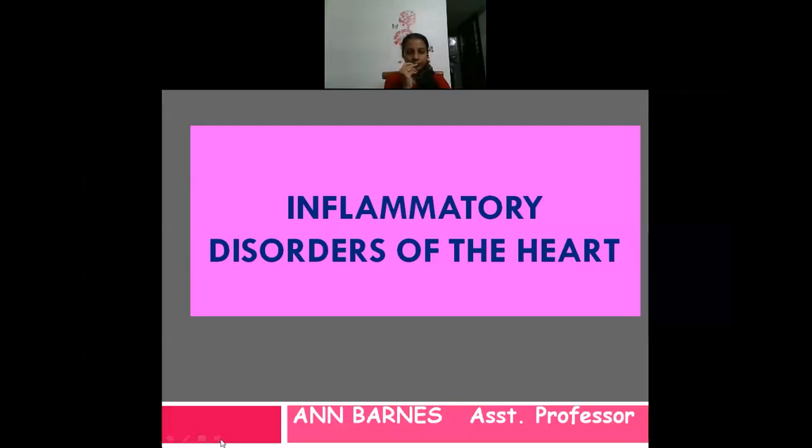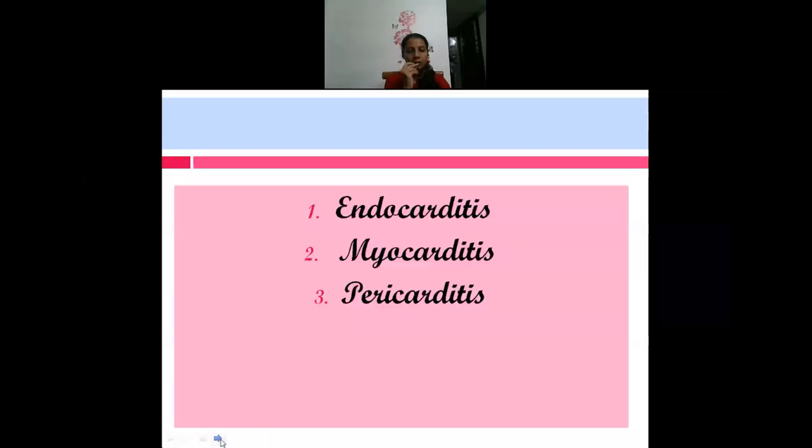So we have got mainly three layers. We are already aware about it. There are three layers of the heart, and it includes your outermost layer, that is your epicardium, then the middle layer, which is a myocardium, and the inner layer, which is an endocardium. All these three layers of the heart can be inflamed and infected, so that is referred to as the inflammatory conditions of the heart. We will study regarding endocarditis, myocarditis, as well as pericarditis.